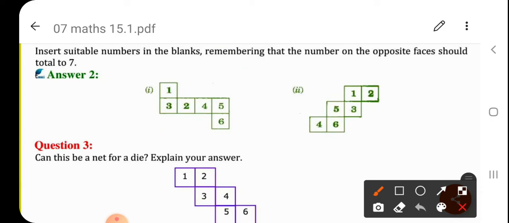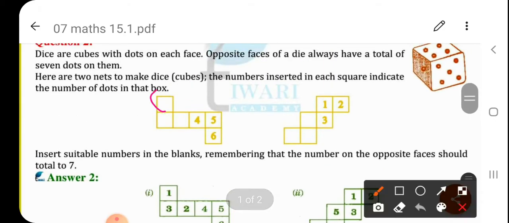In this 1, here, this box and this square both are the opposite faces in this dice. So 6 and here 1, 6 plus 1, 7. Then 3 and 4 are opposite to each other. So 4 plus 3, 7. Here it comes 3. Then 5 and this one are opposite faces. So 5 plus 2, 7. So here it's completed. Here it's a 1, here 2 and here 3.